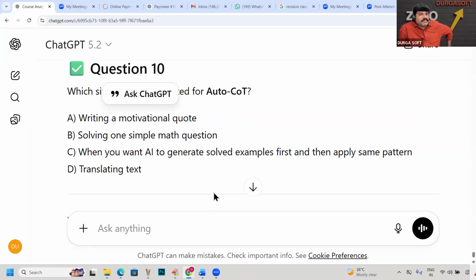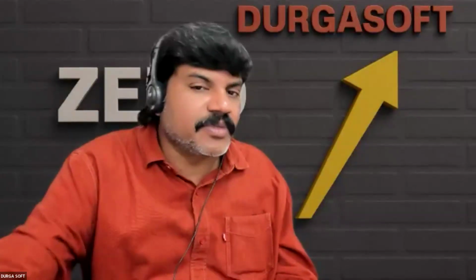Writing a motivational quote, solving one simple math question, or when you want the AI to generate solved examples first and then apply the same pattern. The answer is C. Translating text. Yes, I told you there will be one small confusion here. Take a bit of special care.